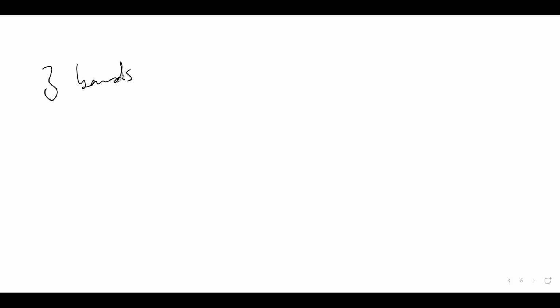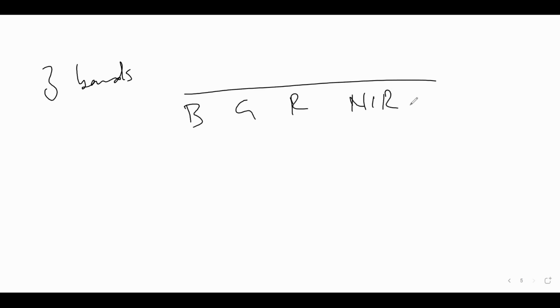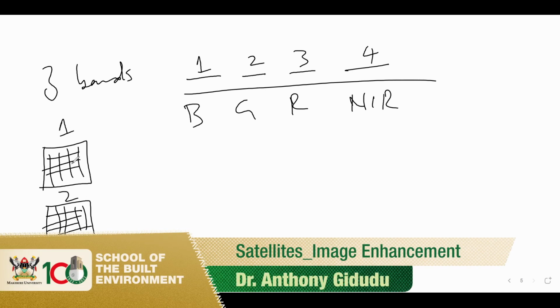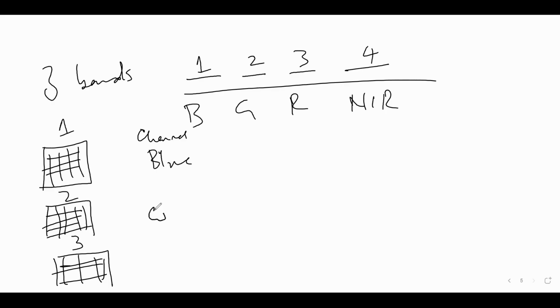And how does it help us improve our image interpretation? We have our blue, green, red, near infrared. We have a band there, another one there, another one there, another one there. So let's call this 1, 2, 3, 4. So we have our band 1, band 2, and band 3, and then we project band 1 on what we call the blue channel. And this is the green, and this is the red.